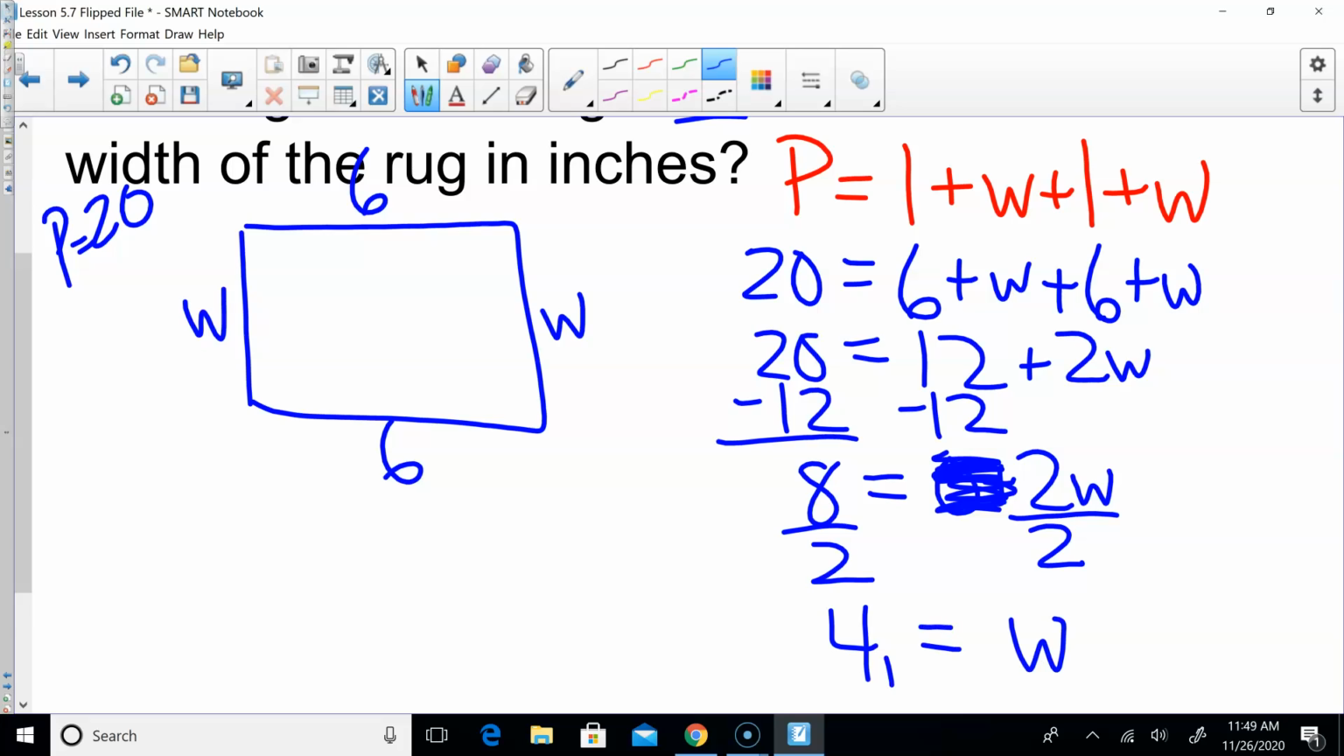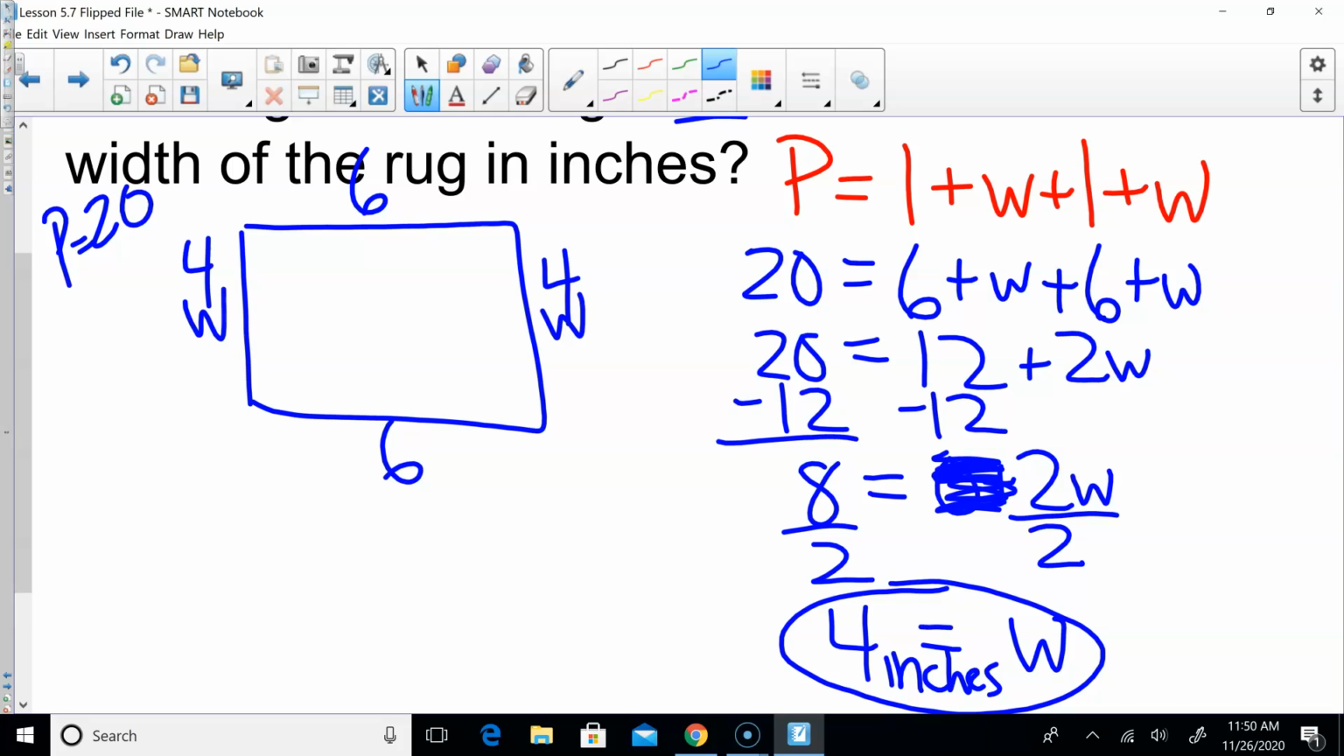Are we in inches? Let me check my label as I go back. Inches. So I can test to see, does this make sense? If I put 4 right here and I put 4 right here, 6 plus 4 is 10, 6 plus 4 is 10, 10 plus 10 is 20. So I feel confident that the side is 4 inches.